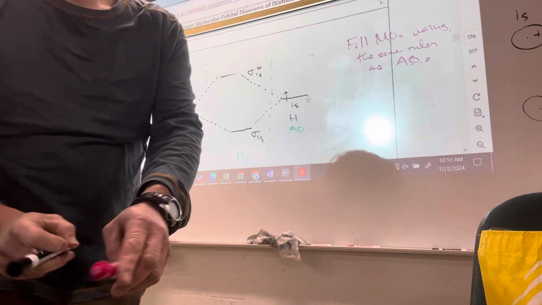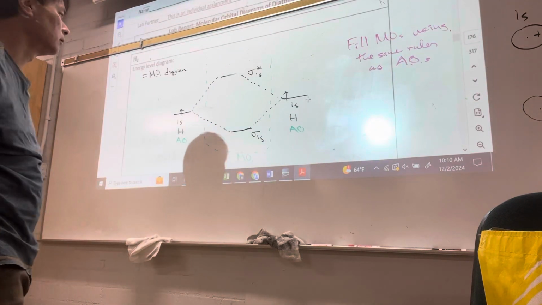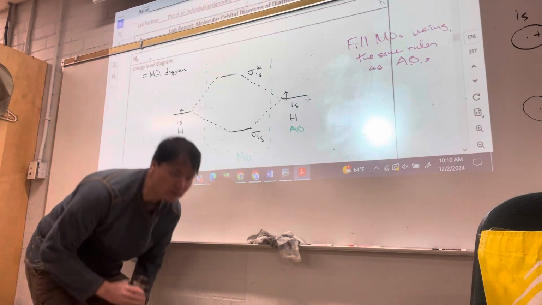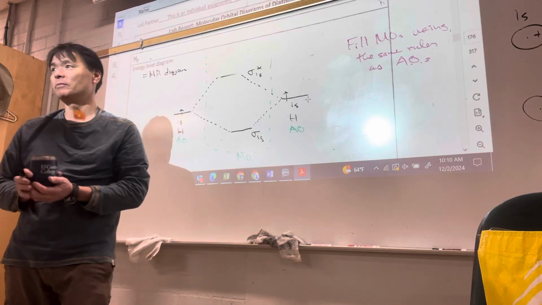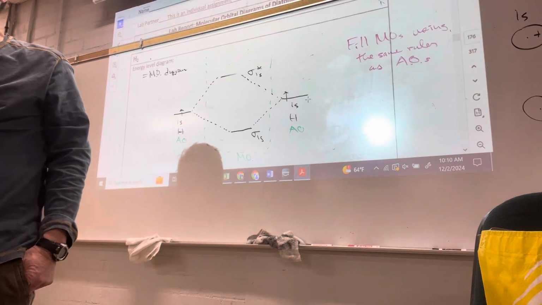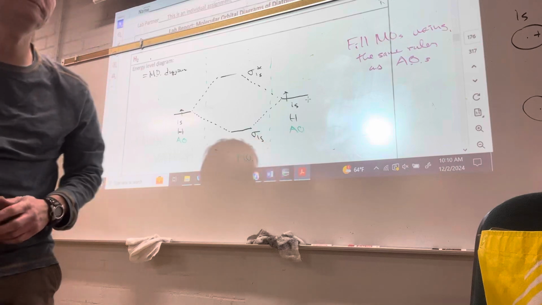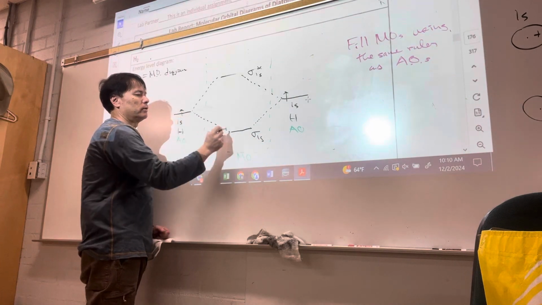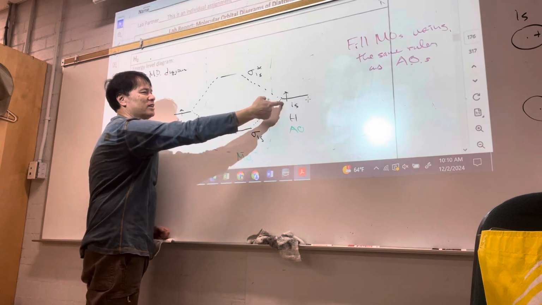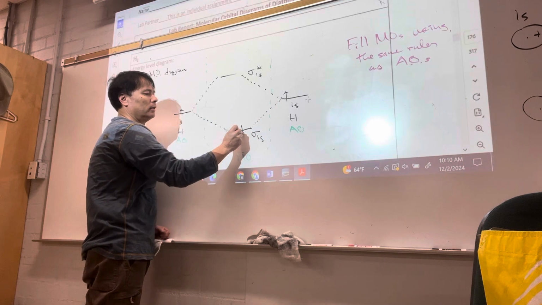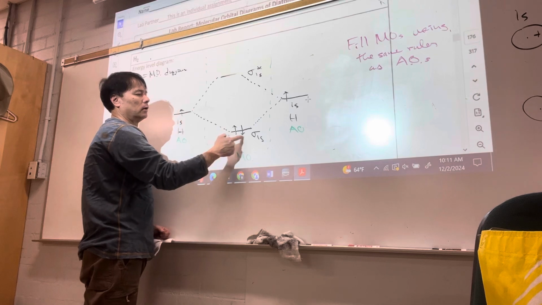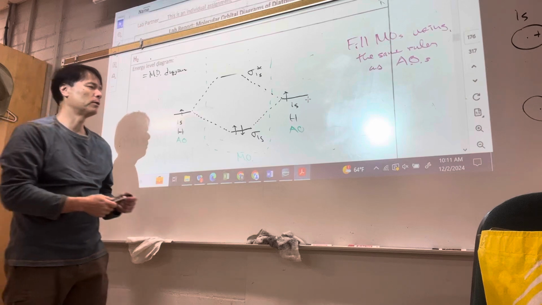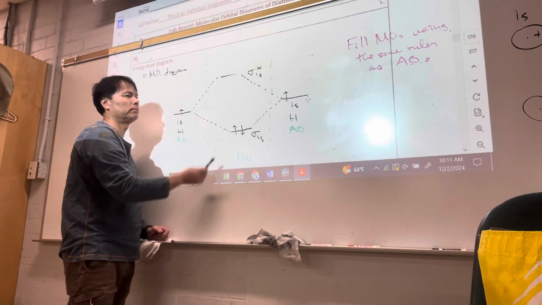So we fill the lowest energy orbitals first. The orbitals hold a max of 2 electrons. That's the Pauli exclusion principle, although we're not going to do the quantum numbers for these. That's for AOs. So what we're going to do is take 1 electron from 1 hydrogen and the second electron. They have to be anti-parallel, and they have to have opposing spin according to Pauli.